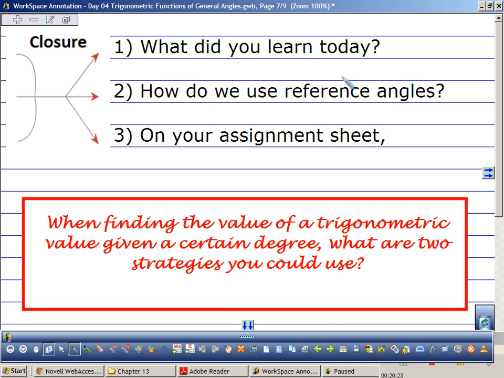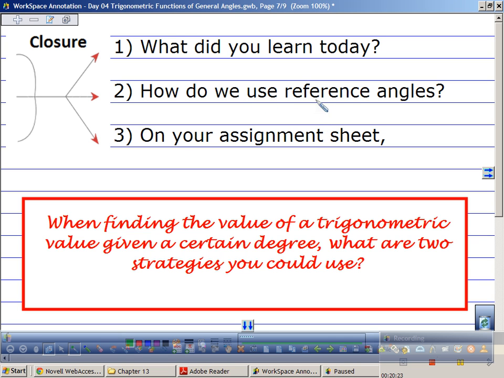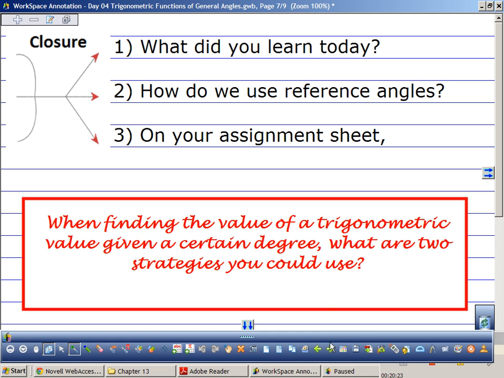All right, so let's close this up. What did you learn today? Okay, who can tell me how we use reference angles? We find our... I'd say to cut out what we don't need, right? Awesome. When finding the value of a trigonometric value given a certain degree, folks, what are 2 strategies you could use? When you're using degrees, what 2 strategies, Evan? You could change it into radians or just use 360 and stick with degrees.